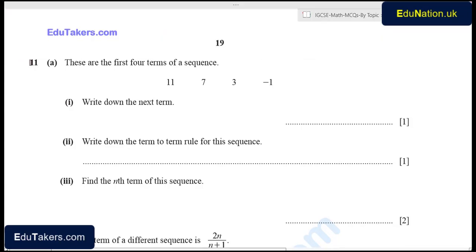Next is question number 11, part A. These are the first 4 terms of a sequence. Part I is write down the next term.